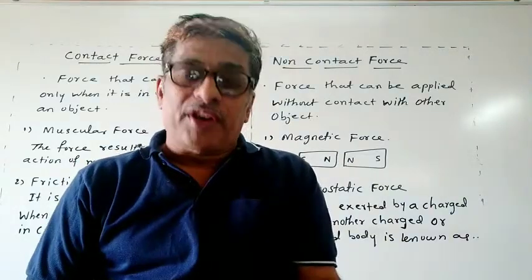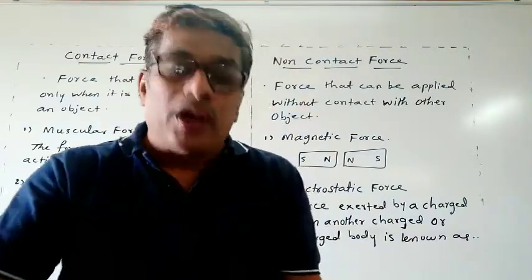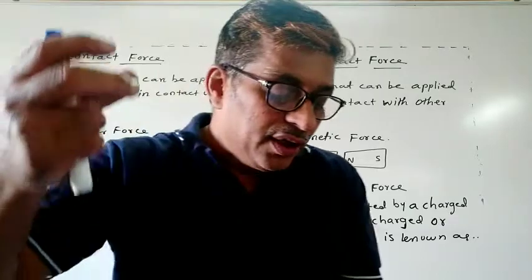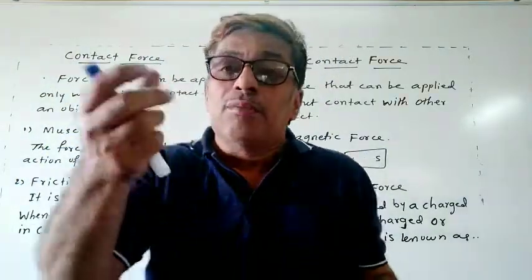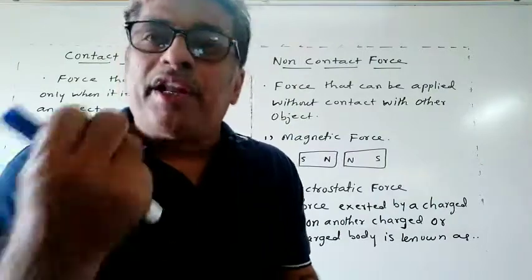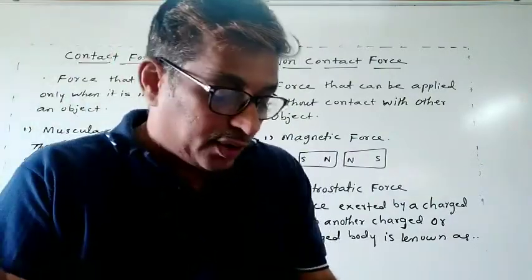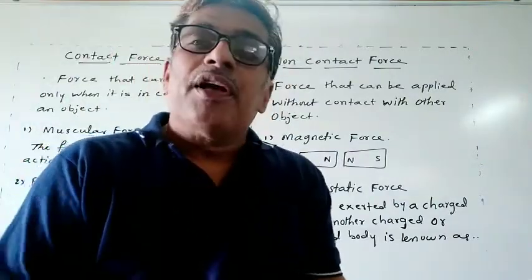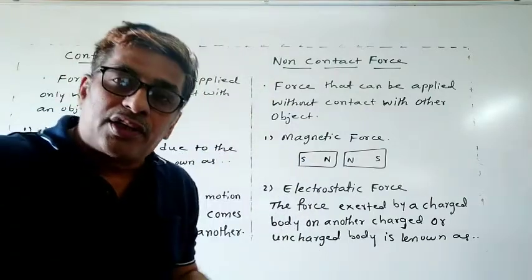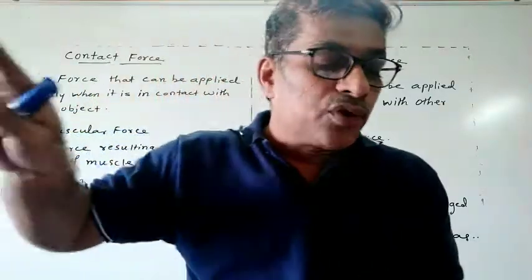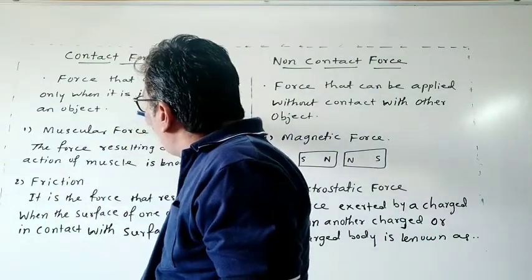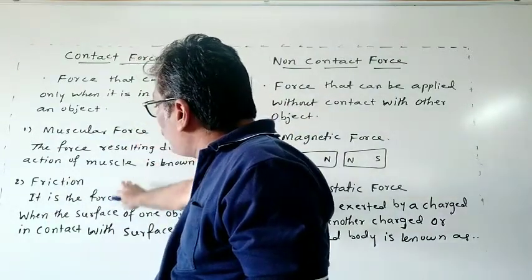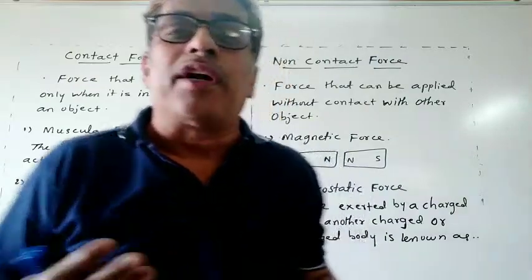Since the force of friction arises due to the contact between the surfaces, that is why it is an example of contact force. Because this is due to the contact of the surfaces, one surface to another. So now you have learned contact force. Say what is force, contact force, muscular force, and friction is an example of contact force.